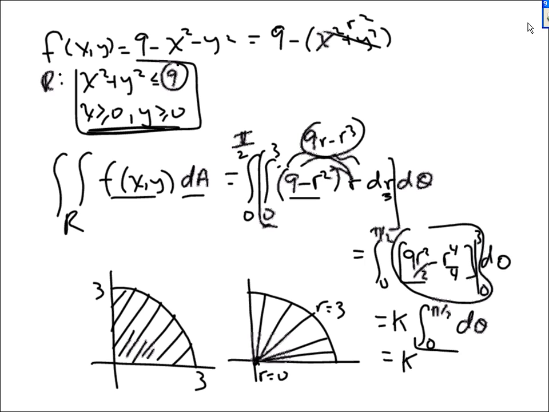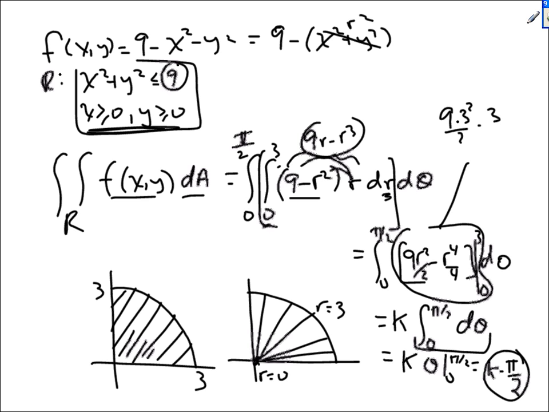The integral of d theta is theta, from 0 to pi over 2. That will give you that constant times pi over 2. Go and just figure out what that constant is. It's 9 times 3 squared over 2 minus 3 to the 4th over 4, and when you plug in 0, you get 0. That is what I call k.